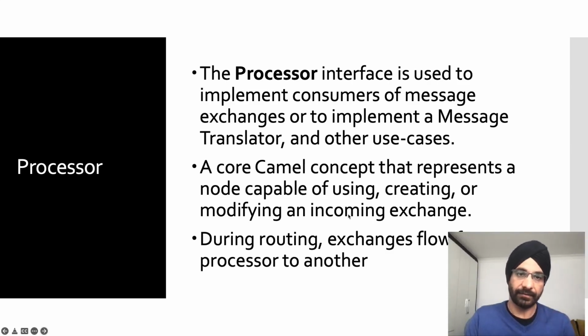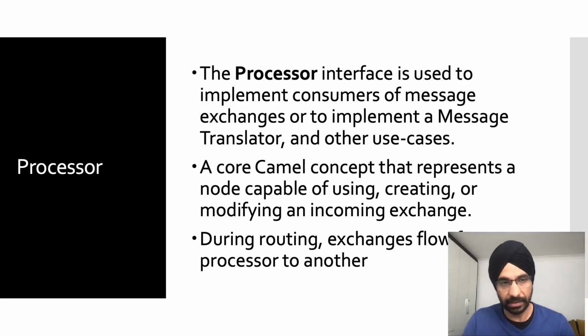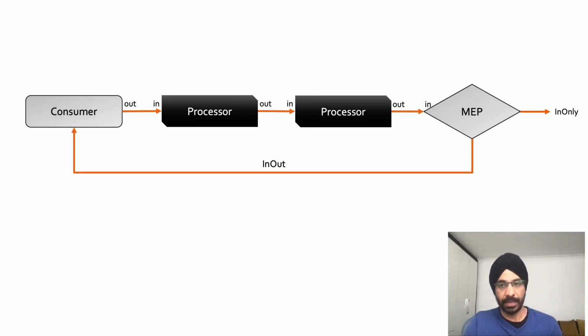The processor interface is used to implement consumers of message exchanges, or to implement a message translator and various other use cases. A core Camel concept that represents a node capable of creating or modifying an incoming exchange. During routing, exchanges flow from one processor to another processor. You can think of a route as a graph having specialized processors as the nodes.